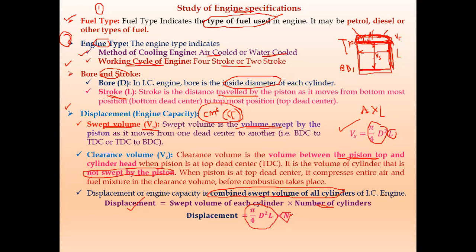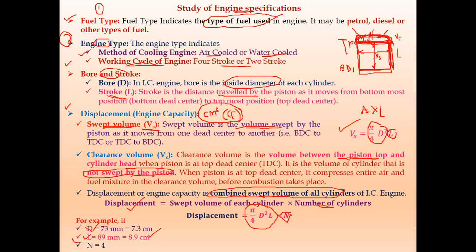We take one example of how to find this engine capacity, or the CC of the engine. For example, if I have a bore diameter D equal to 73 mm, that is 7.3 centimeters. Similarly, we have stroke length L of 89 mm, that is 8.9 centimeters. And the number of cylinders N is 4.